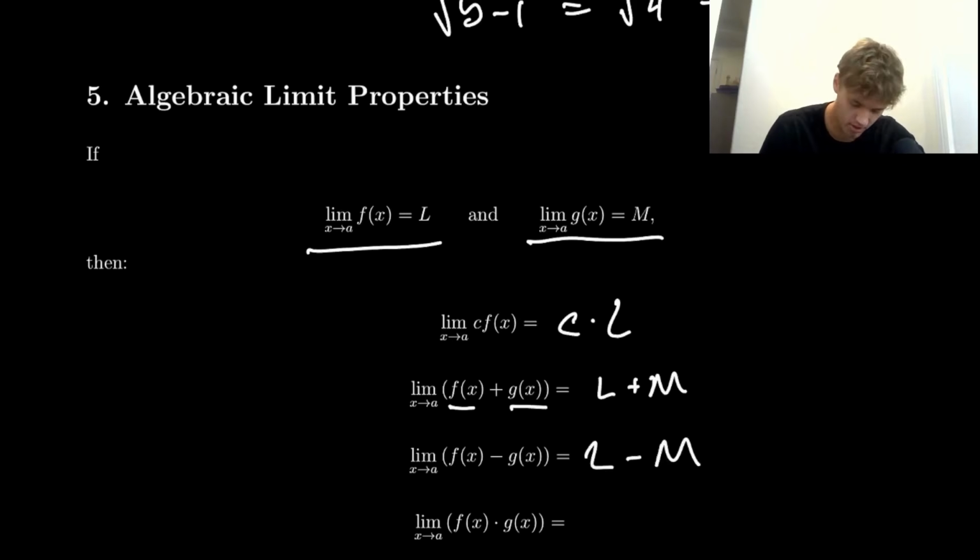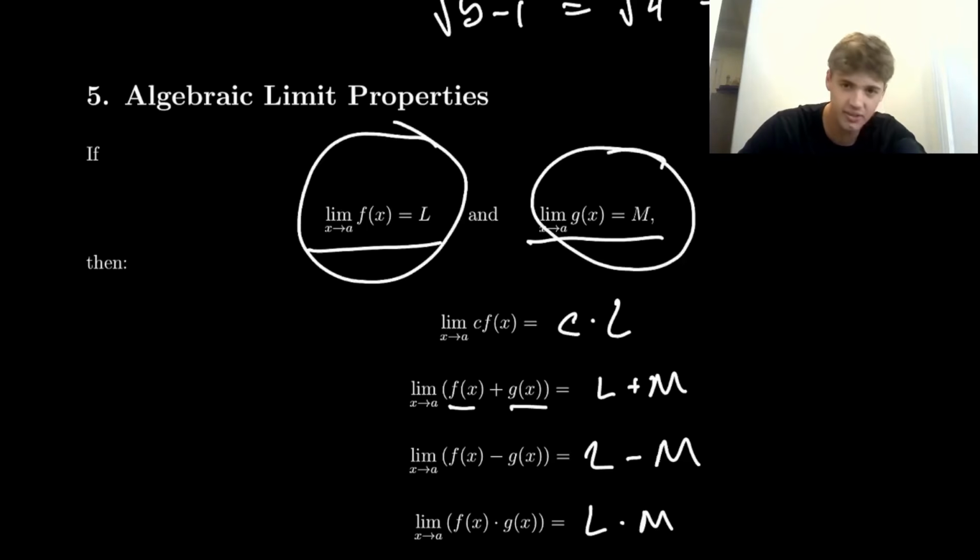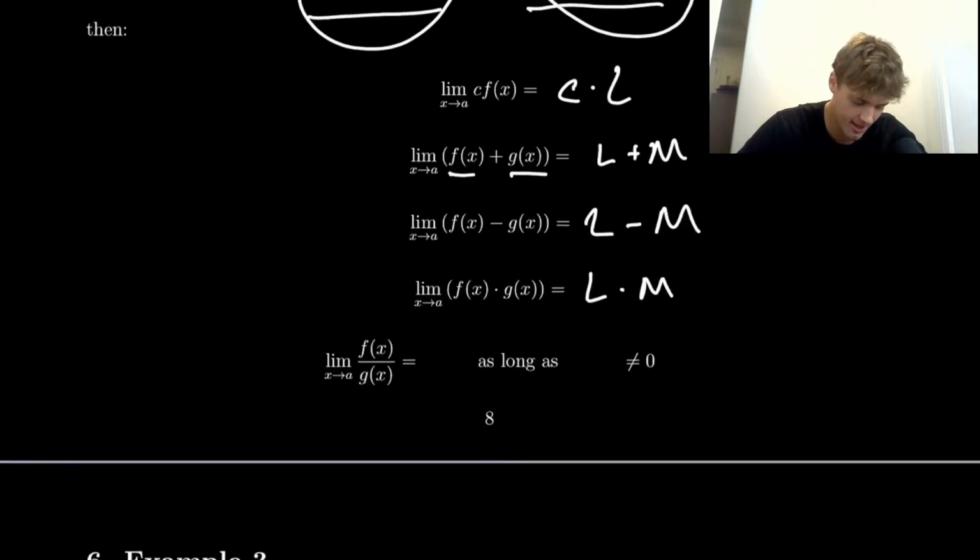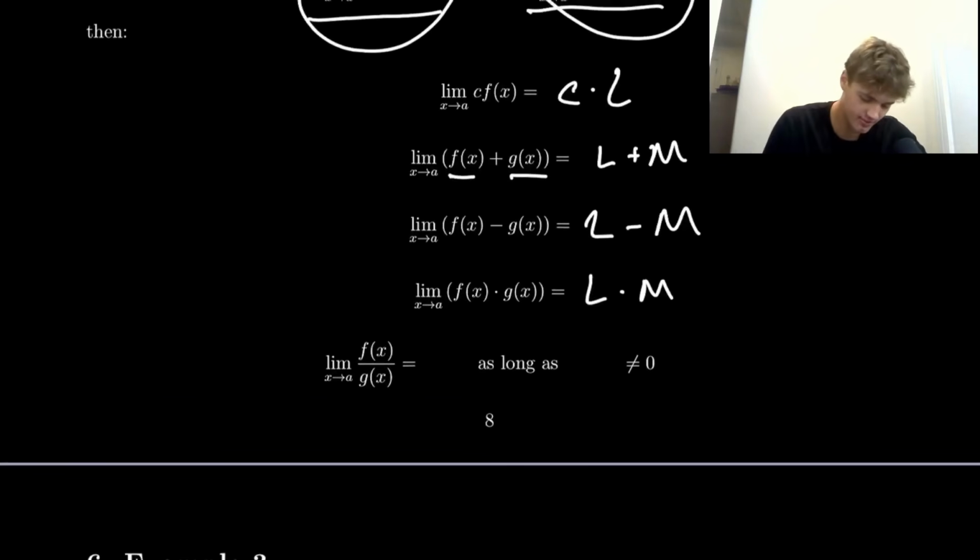Multiplication as well. It's just L times M. So if we know information, we can start to piece together some trickier limits just by multiplying the answers that we already got. Division works as well. This would become L over M. But to preface this, of course, you can't be divided by 0. So M can't equal 0.